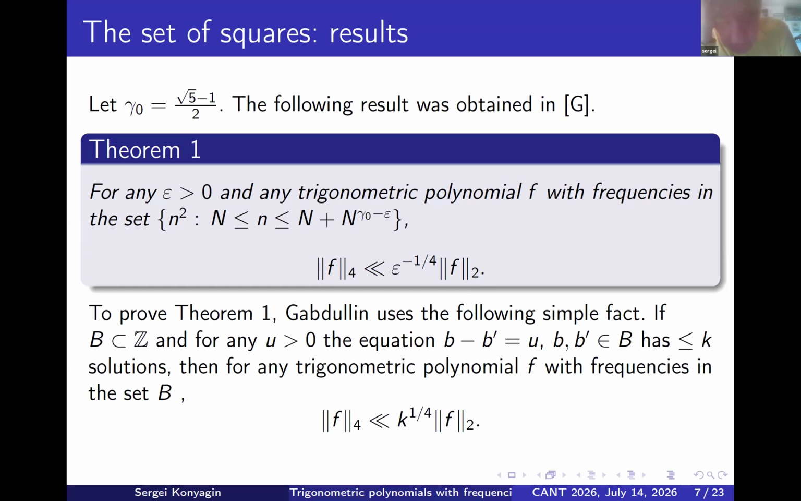To prove this, Gabdulin uses the following fact: if any non-zero number has at most k representations as a difference of two elements from B, then we have an estimate.